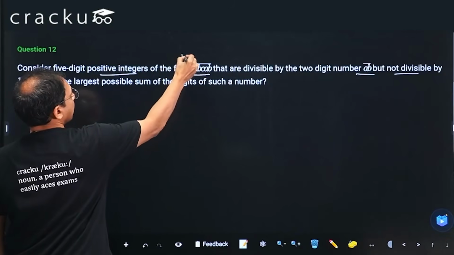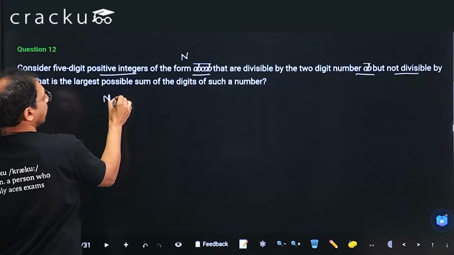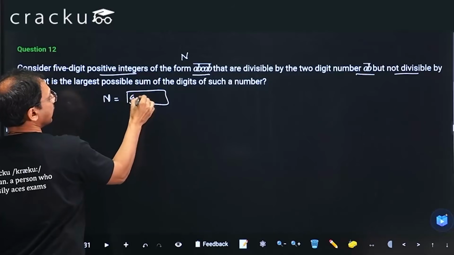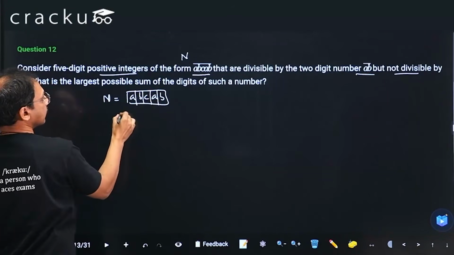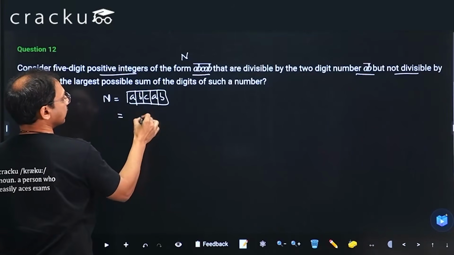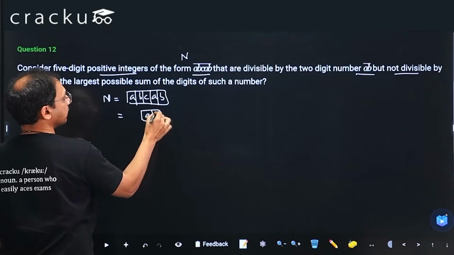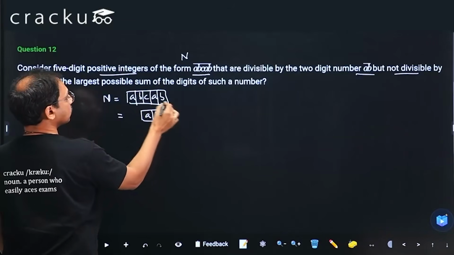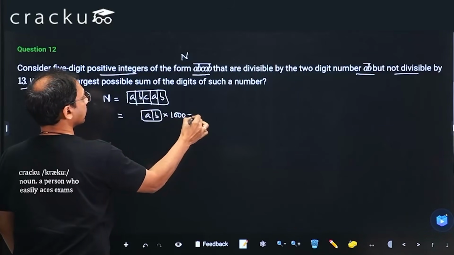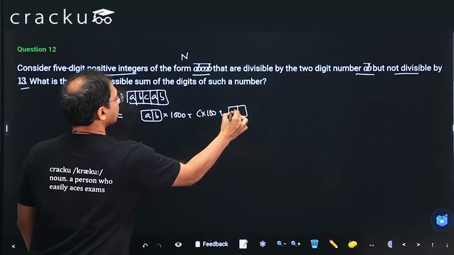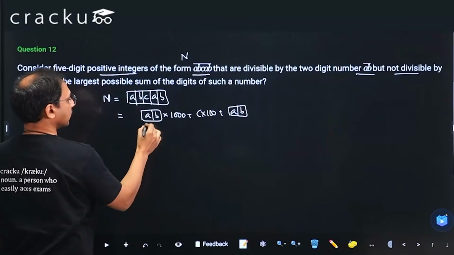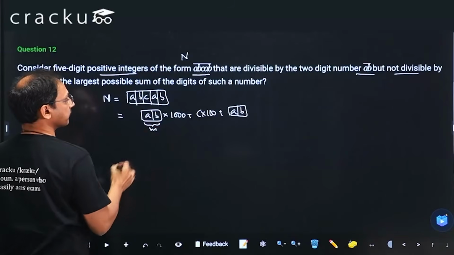So let us call this n. N is a, b, c, a, b. So I can write this as the 2-digit number AB into 1000 plus C into 100 plus the 2-digit number AB. Now let us call this value M.